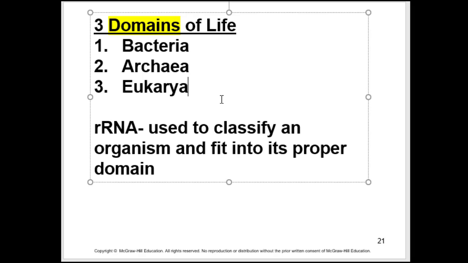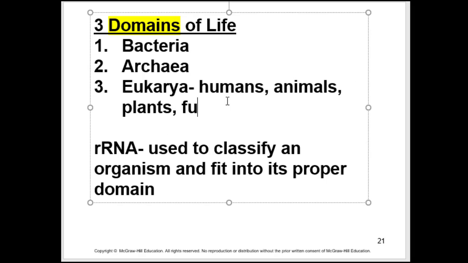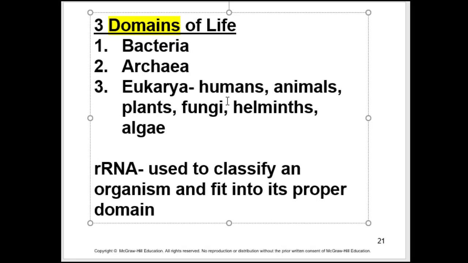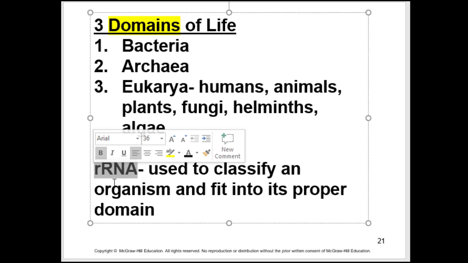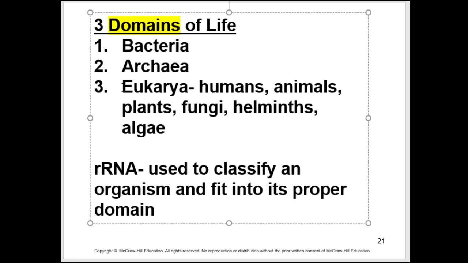So if you looked, for example, in eukarya, this includes a lot of different things like humans, we are eukarya, animals, plants, fungi, those worms I told you about, the helmet, algae. Even though all of these groups are very different, we all have the same structure of ribosomal RNA. So that puts all of us into the eukarya domain. Bacteria and archaea, though, their ribosomal RNA is significantly different from us and from each other. So that fits them into their own domain.